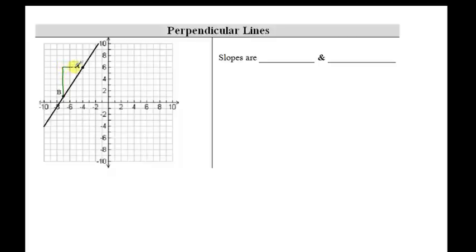I think I probably just copied and pasted this graph. Yeah, 1, 2, 3, 4, 5. This is still 5 and 3, so it's just like the last one. All right, so the slope for AB is 5/3.